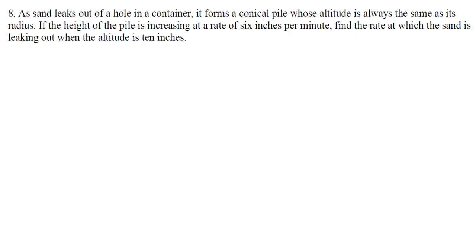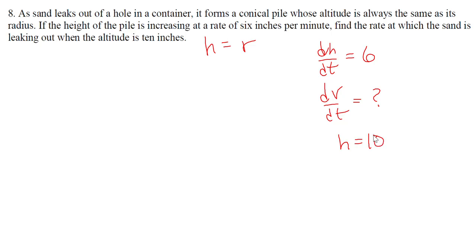So our next one here is we've got sand leaking out of a hole in a container. It's falling onto the ground, forming a conical pile, so it's going to look like a cone. The altitude, or the height of it, is always the same as the radius. So I'm going to just make a note of that. The height is equal to the radius for our cone. The height of the pile is increasing at 6 inches per minute, so that'd be dH dt is 6 inches per minute. And we want to find the rate at which the sand is leaking out, which would be a change in the volume, when the height is 10 inches.